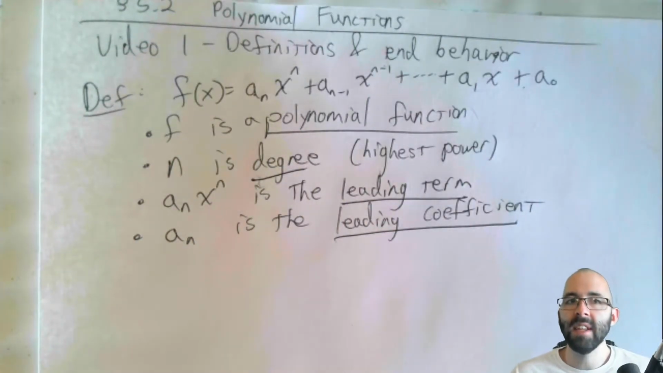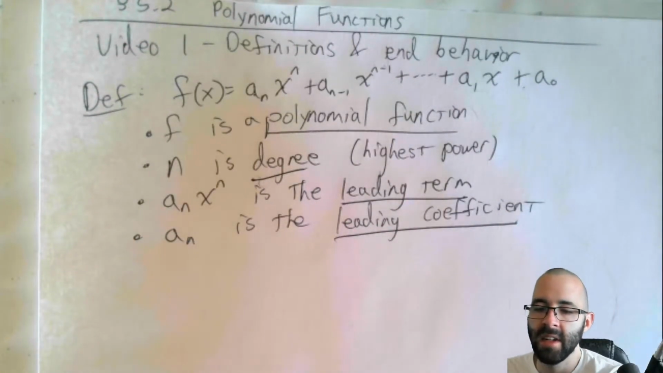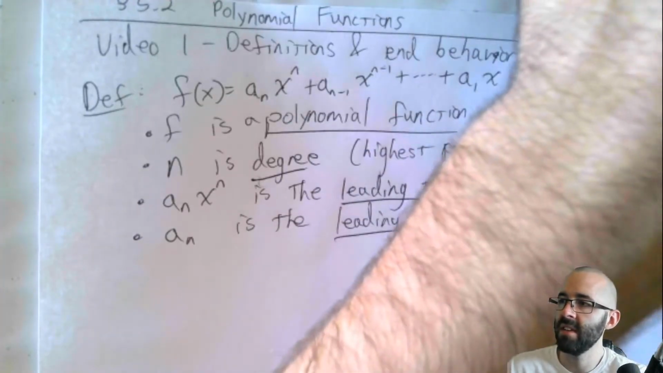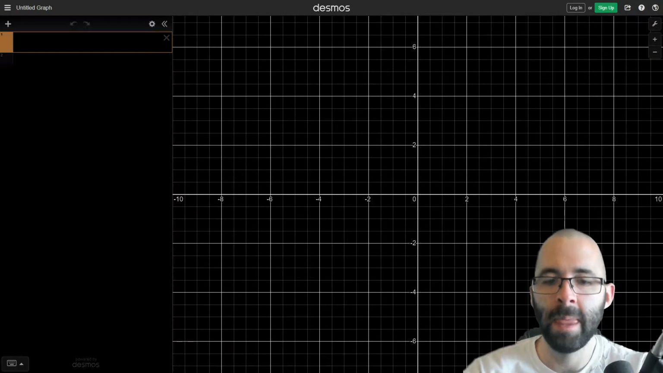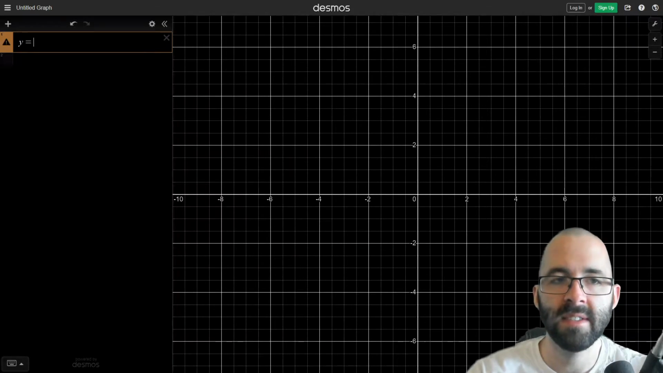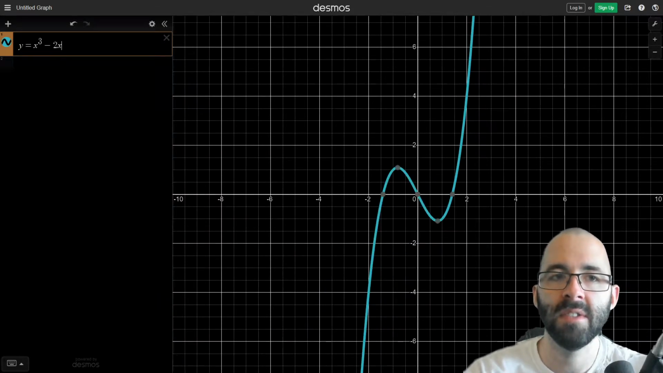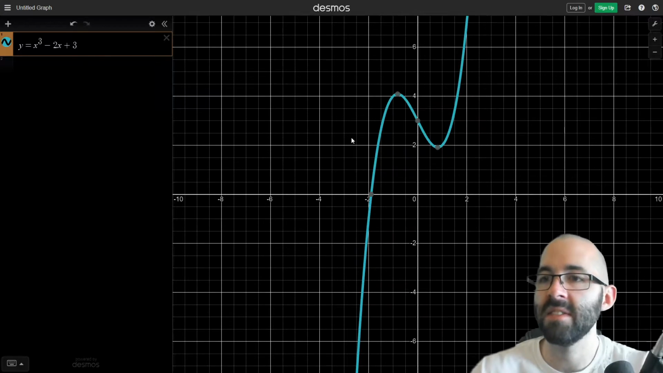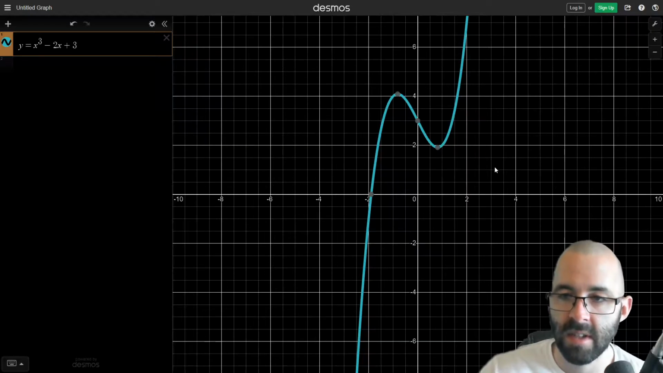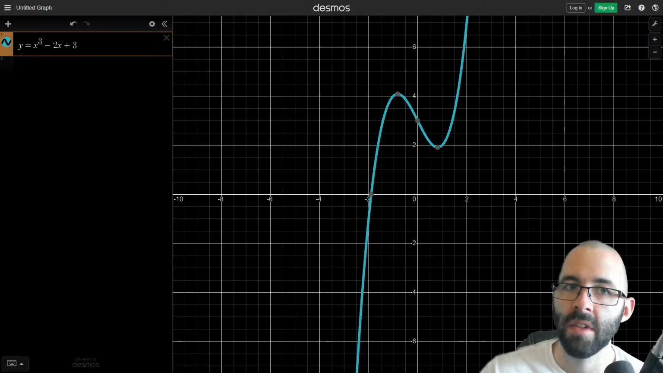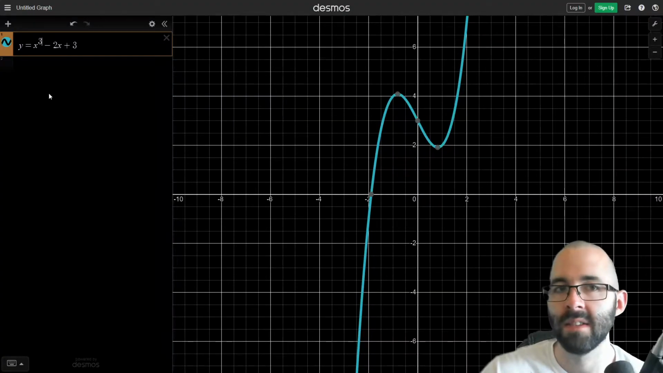Okay, so let's look at some stuff, right? Go to my good friend Desmos. It almost sounds like Desmond. It almost is kind of like a name. All right, I'm going to give you a polynomial. Let's say x cubed minus 2x plus 3 or something like that. This is a polynomial. This is a cubic polynomial. Okay, this right here is the leading term. 3 is the degree. Degree is that highest power of x.